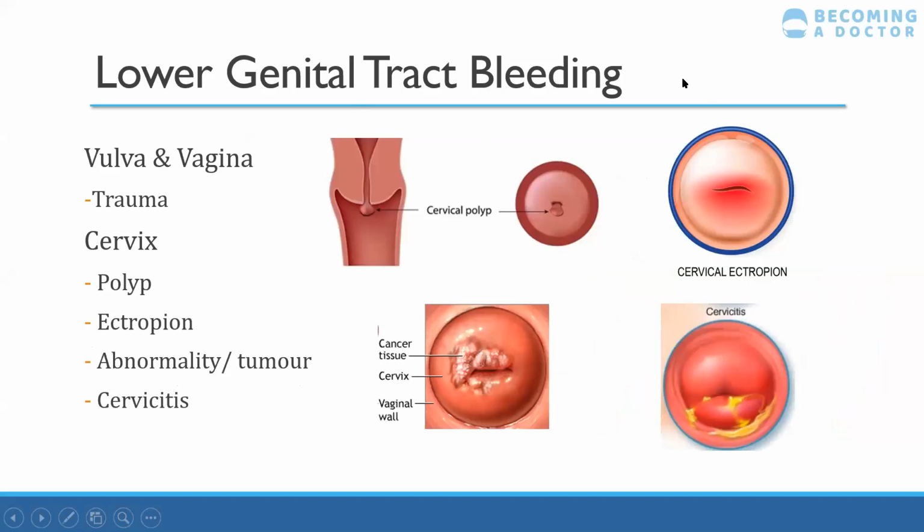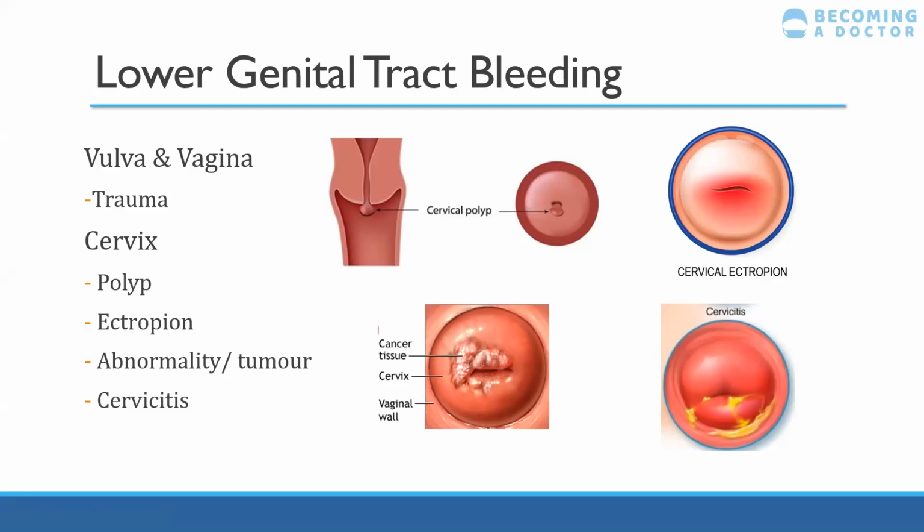Then we have lower tract bleeding. So this is from the vagina, the vulva, or the cervix. From the vagina or vulva, there's not actually that many causes. Usually trauma is the cause. For example, sexual intercourse can cause trauma, which can cause a small amount of bleeding. It's more likely to be a cervical cause, so a polyp, like a benign growth that is coming from the cervix, can protrude and cause bleeding.